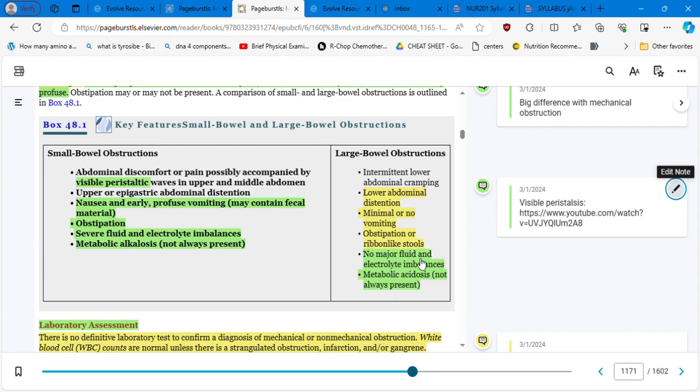No major fluid and electrolyte imbalances. And why? Because the colon only absorbs fluids. The colon does not absorb electrolytes, and there is no exchange of electrolytes and fluid like in the small intestine. Okay, and metabolic acidosis not always present.